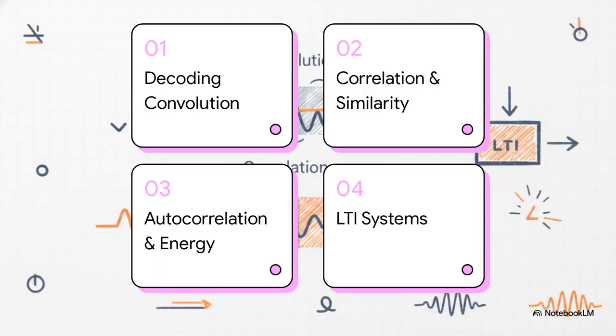Okay, let's dive right into our roadmap. First up, we're decoding convolution. Second, we'll look at correlation to measure similarity. Third, autocorrelation and signal energy. And finally, we'll tie the whole shebang together with linear time invariant systems.